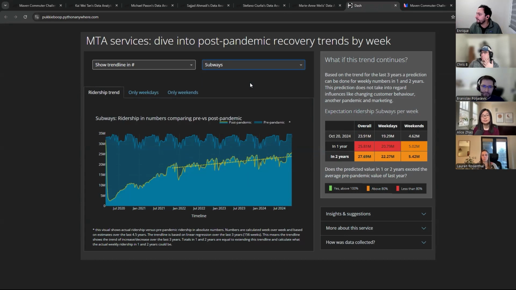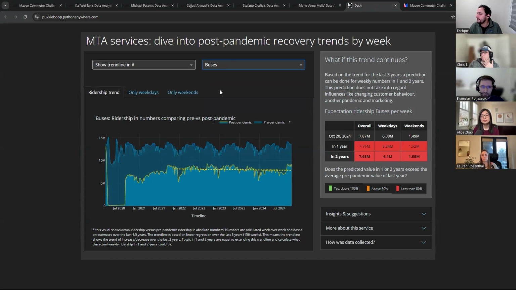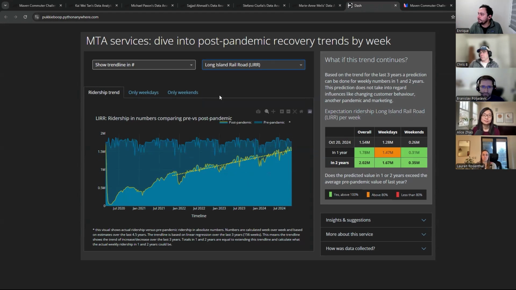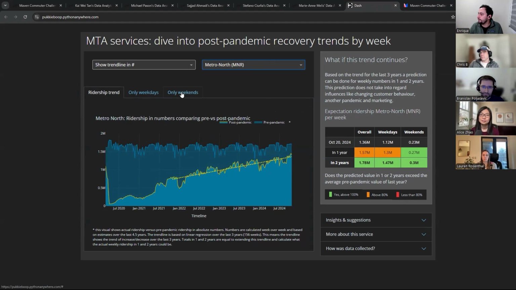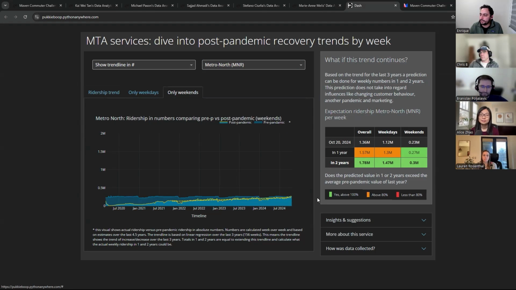And again, you can do the same thing for here. Subway, because it's the bulk of the volume, has a very similar trend. Buses, you can see the trend line is even a little bit negative. So that's kind of having a hard time recovering to pre-pandemic levels. And again, as we continue to ride, it looks like Long Island Rail in 2 years will be fully recovered across the board, et cetera. We can go to weekends here and see that trend.